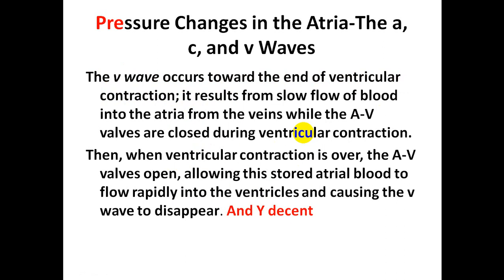Then when ventricular contraction is over, the pressure in the atria is more than the pressure in the ventricle at the end of ventricular systole and the beginning of diastole, so the AV valve opens, and we see in the neck the Y descent. This causes the V wave to disappear, and we will see the V wave and Y descent.